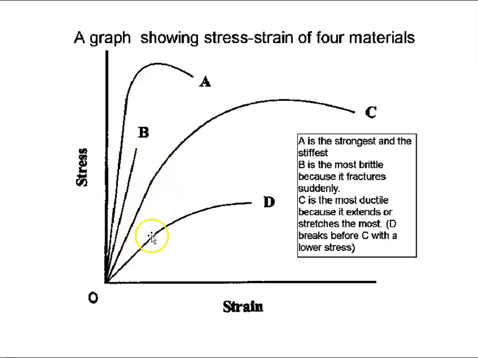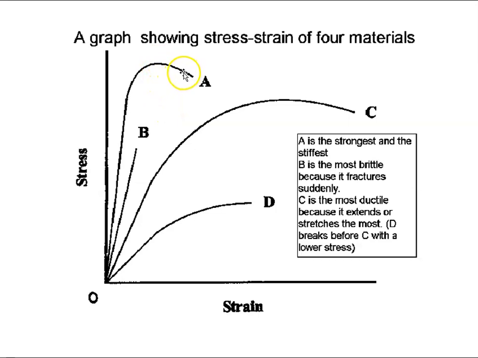This is the stiffness, okay? So A is the stiffness. A is also the strongest because it reaches the highest up here. It could endure the most amount of stress. It comes all the way up to this point, and this is what I was talking about a few slides back. So what is the strongest material at its strongest point? The answer is right here, okay?